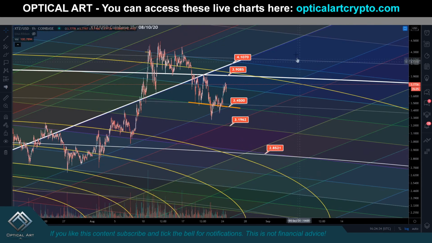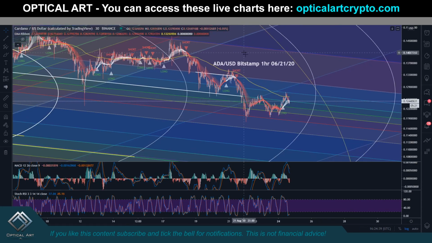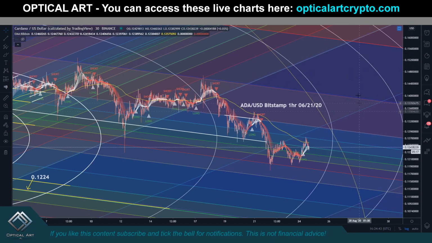So those are some price targets for Tezos. Let's go to ADA. ADA, we have some pivot rings here, guys, to pay attention to.